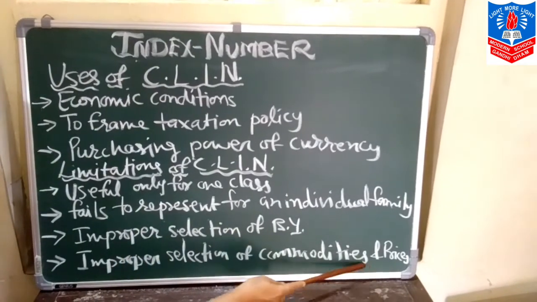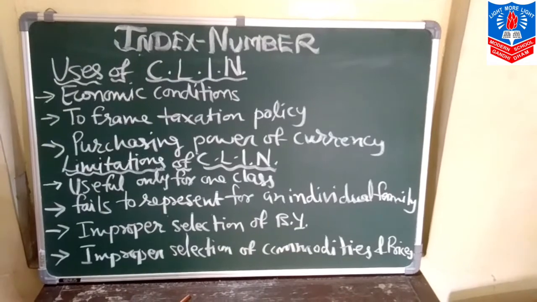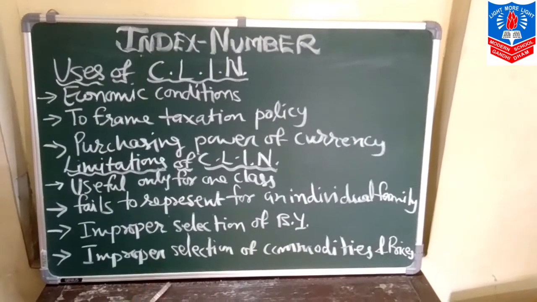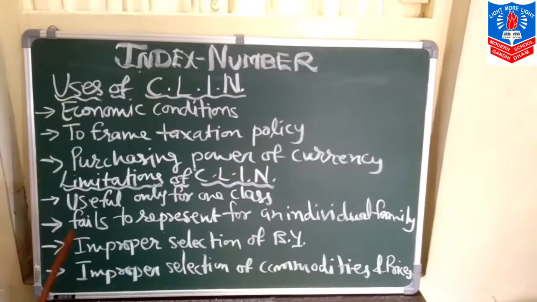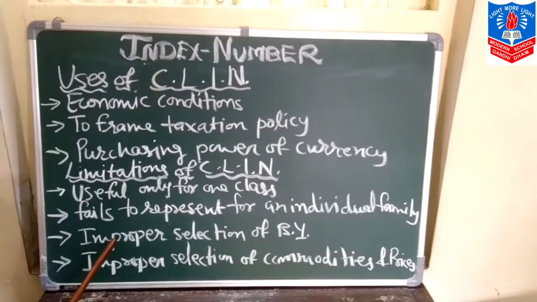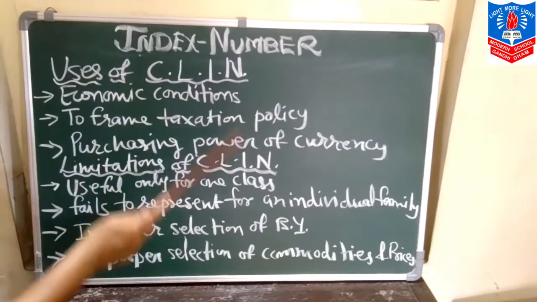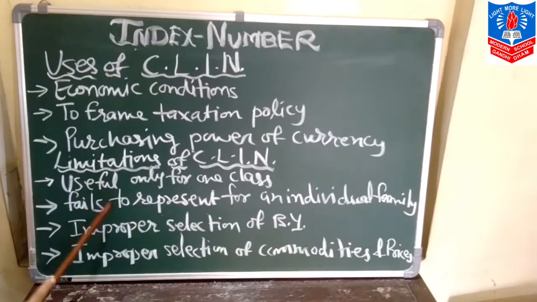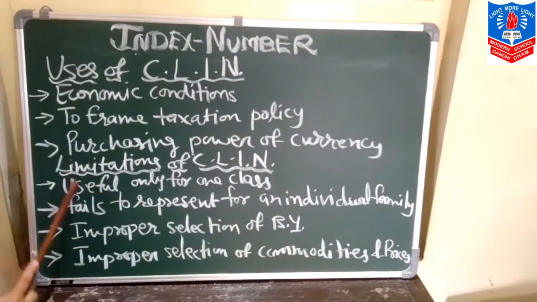Same with prices also. If prices of commodities are not properly collected, then the index number fails to represent the real picture. So here are the uses and limitations of the cost of living index number. With this, our index number chapter ends.